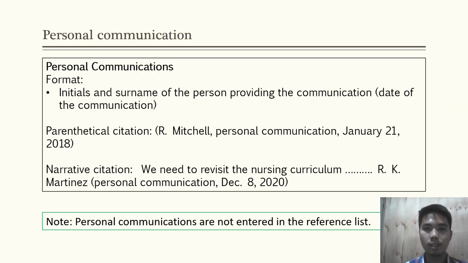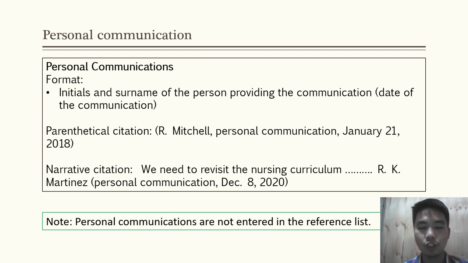The next one is personal communications. Usually, personal communications are used when you want to cite your personal interview or your personal communication from persons or individuals who are known experts in the field or in the discipline. That's to make sure that your presentation or your write-up is reliable. We use personal communications in both narrative and in-text citation following the prescribed format.